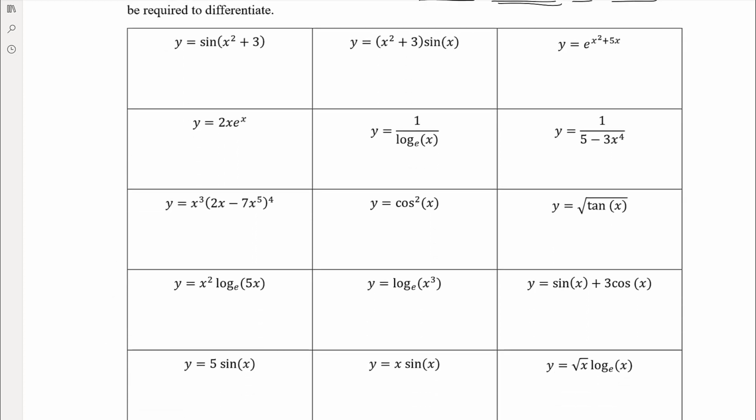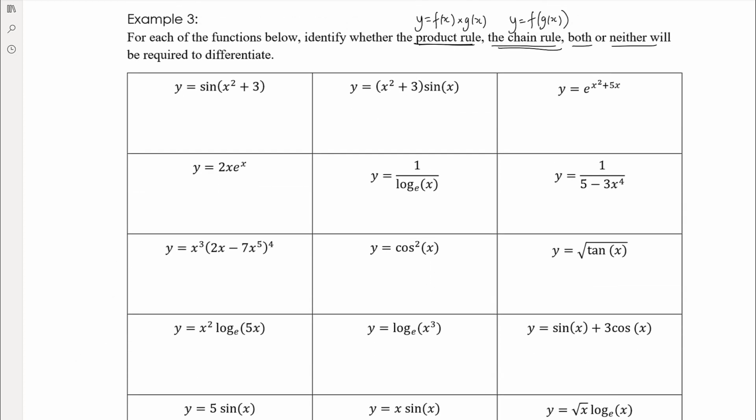So you've got y equals sine of x squared plus 3. So this is a composite function. This is a quadratic function, x squared plus 3, substituted into a sine function. Okay, so composite function requires the chain rule to differentiate. The second box, so I'm moving across the table to the right, y equals x squared plus 3 multiplied by sine of x. That's multiplication in there. Okay, so this one you've got a quadratic function multiplied by a sine function. So that's a product of two functions, and therefore we'll need the product rule to differentiate.